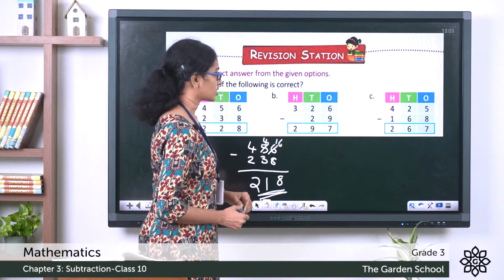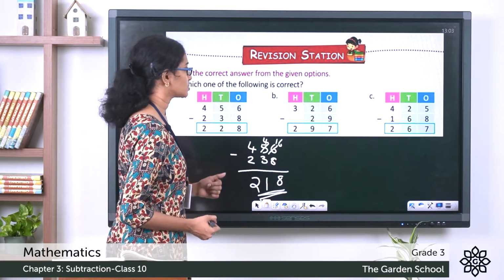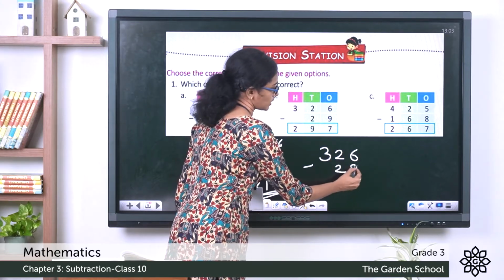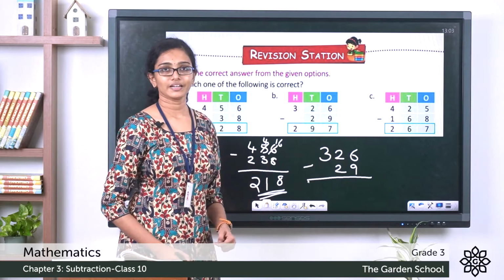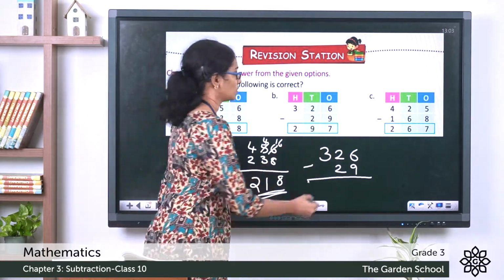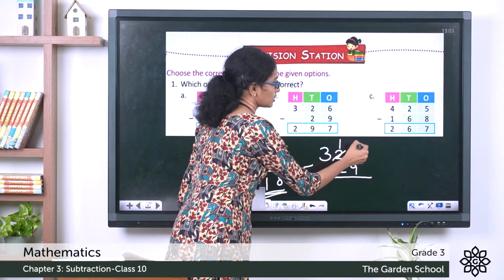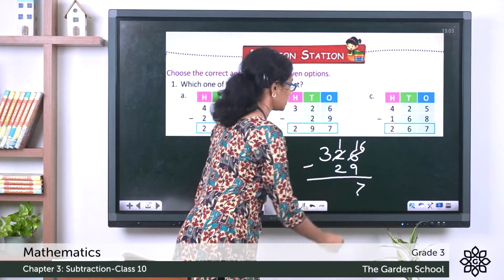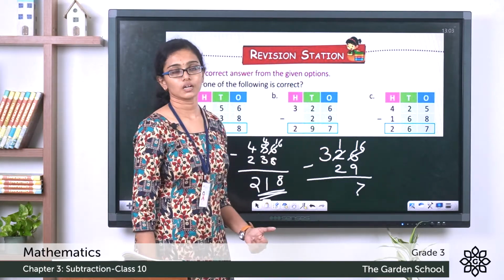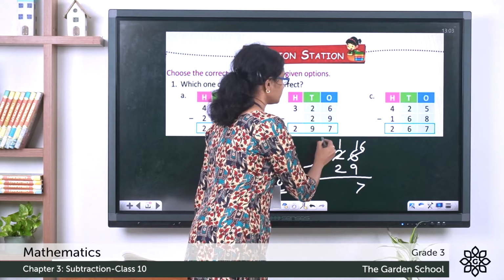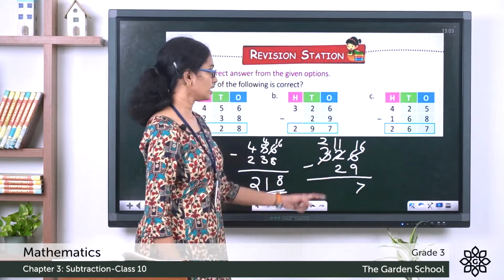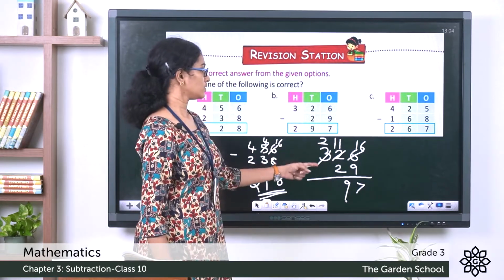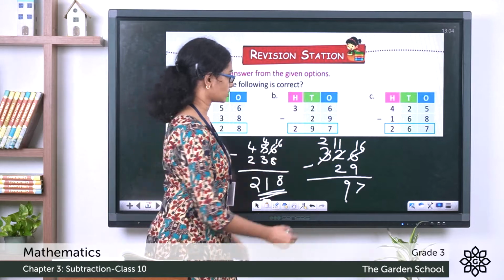Let's see the second option. 326 minus 29. Let's do the subtraction and check. So we cannot take away 9 from 6. So what do we do? We regroup. So regrouping will make this one 1 and this one 16. So 16 minus 9 gives you 7. Now 1 minus 2 we cannot do. So what do we do? We borrow. So this one is 11 here, 11 minus 2, it is 9, and now you have 2 here. Now no more digits here, so we bring down this 2.